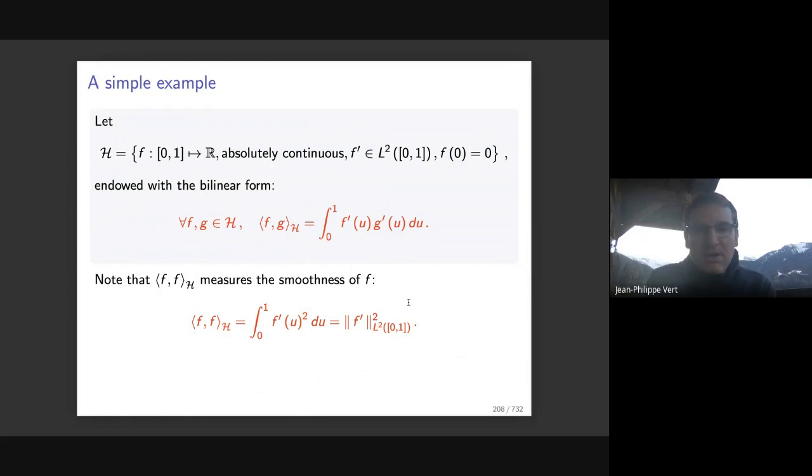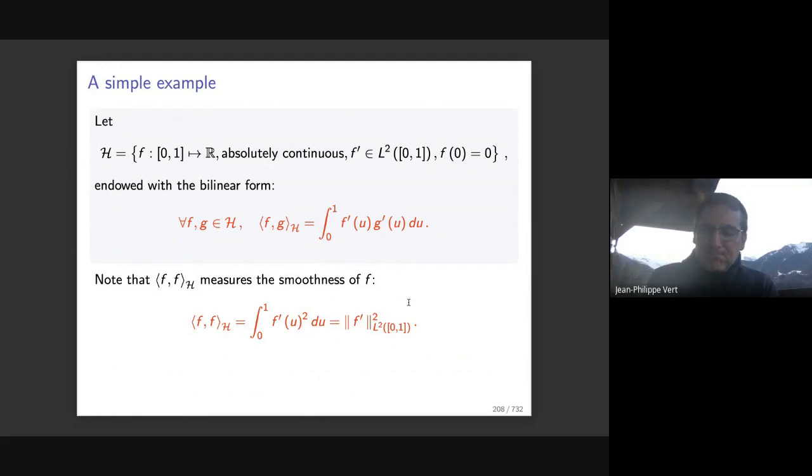Okay, so why do we do that? Well, you see that if we were able to show, for example, that this space H is a Hilbert space, and this is what we'll do, then the norm in the Hilbert space of a function f would be the integral between 0 and 1 of f prime of u squared, this is the square norm, which would be exactly the L2 norm squared of f prime. So this looks a bit like the example on the previous slide, where we cared about the L2 norm of the second derivative. Here it's just the first derivative, right?